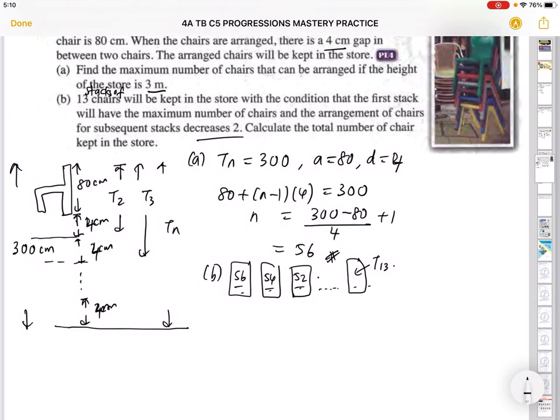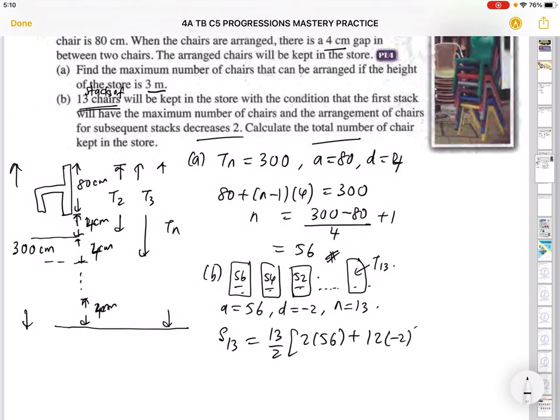So this is a mistake in the question. I would say 13 stacks of chairs, not 13 chairs. I hope you are clear about this. So my A is 56, my common difference is -2, my N is 13. You want to find the total number of chairs that can be kept in the storeroom. That means you're finding S13. So the formula is 13 over 2, 2A, N minus 1 is 12, D is -2. Okay, so let's use a calculator. I got 572 chairs.